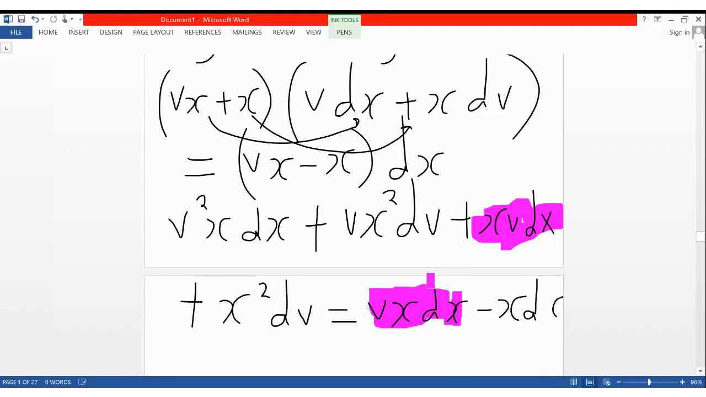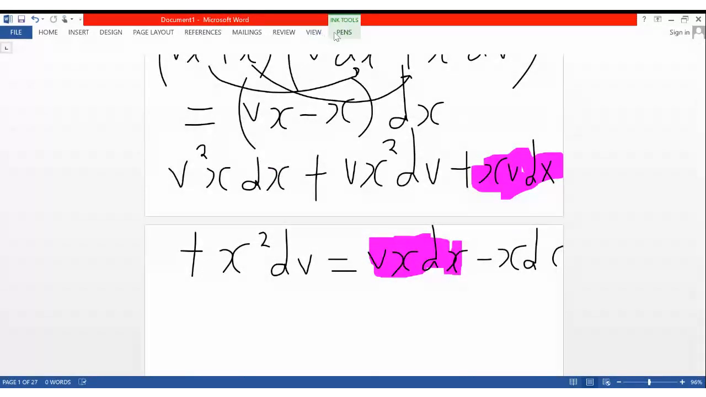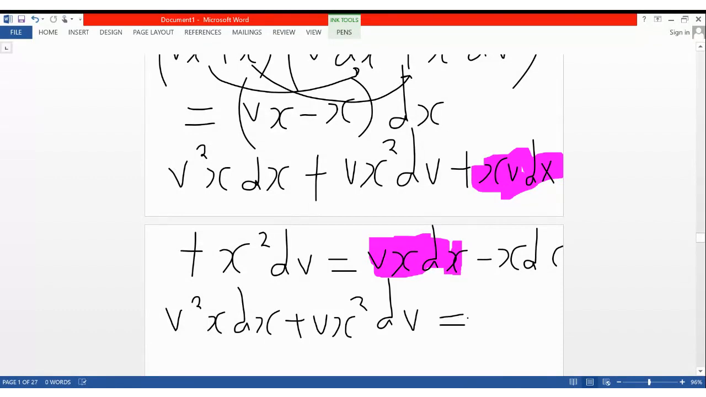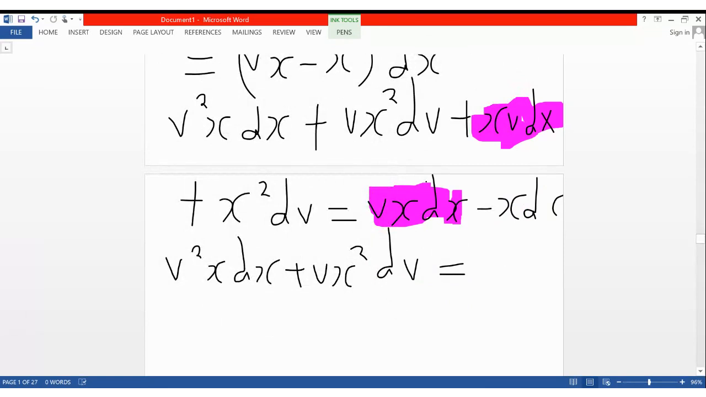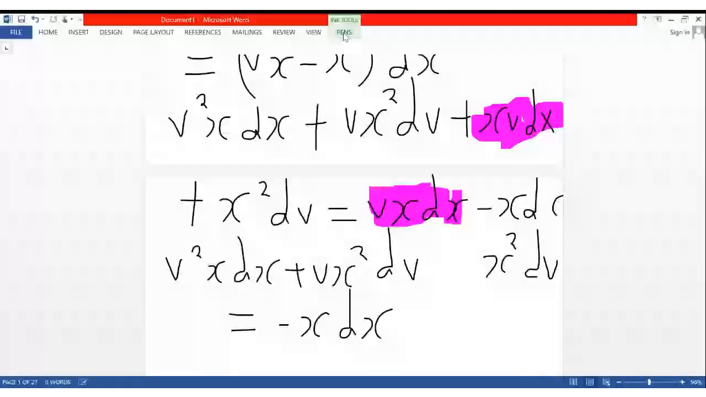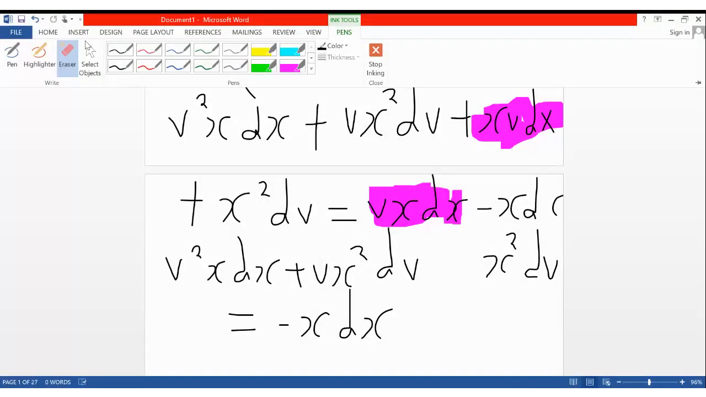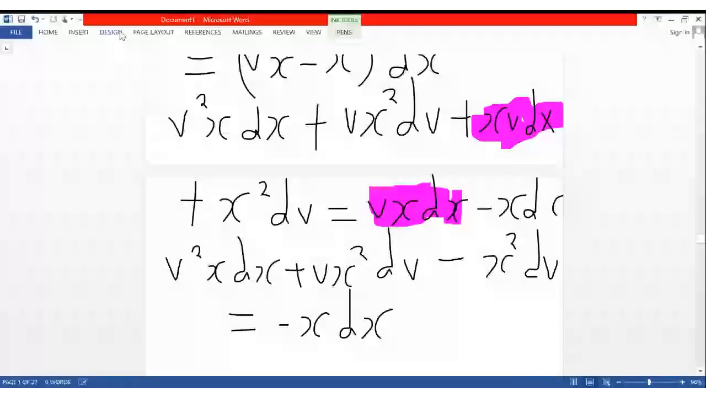So let me see what I will remain with. I'm remaining with v squared x plus vx squared dv plus x squared dv is equals to minus x dx. That's what I'm remaining with there. It's plus. From there, we say we bring like terms together, the dv on one side and the dx on the other side.